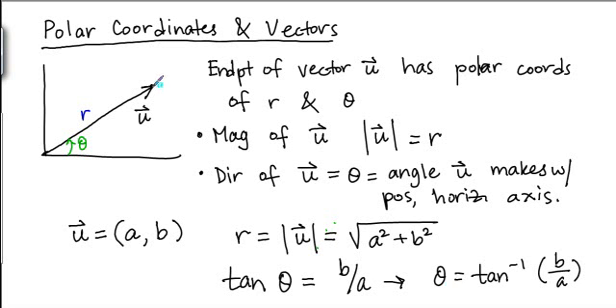So if this is my endpoint a comma b, this is the length b and this is the length a. So cosine of theta will have the same sign as a, and sine theta will have the same sign as b. So if b is negative here, then sine theta will be negative. Okay, let's do an example.